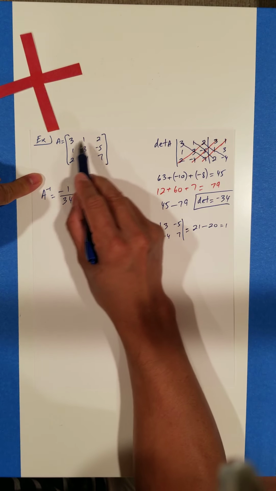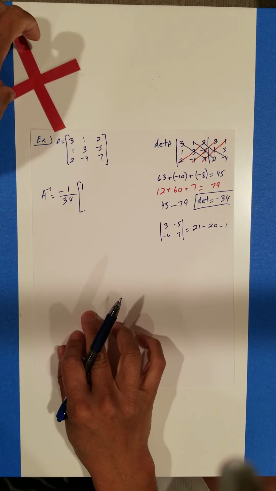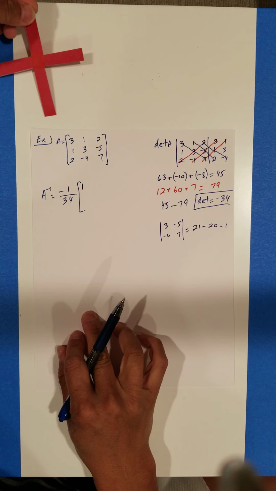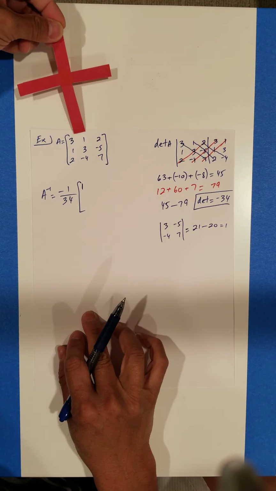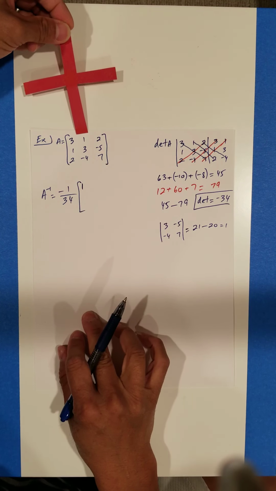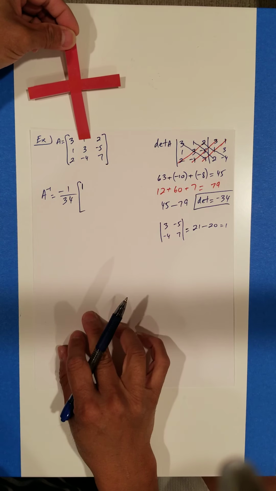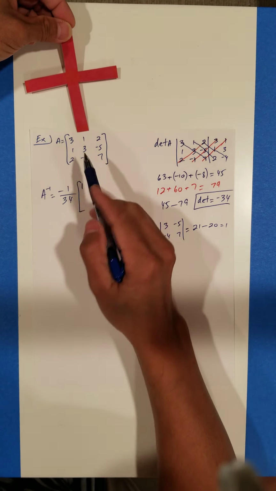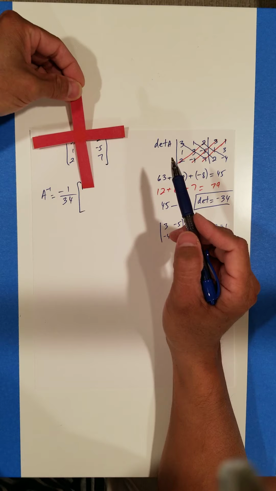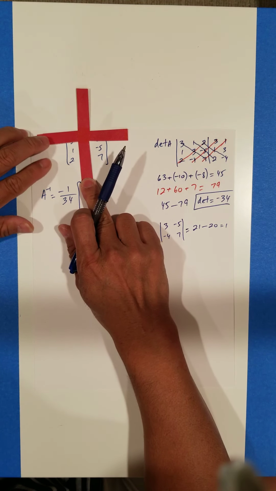So all 9 of these numbers need to be done that way. So here's my fancy tool. I'm going to go to the next number right here, the 1. I'm going to cover up the row and the column of this number 1 right here. Okay, cover up the row and column. Okay, now look what's left over.